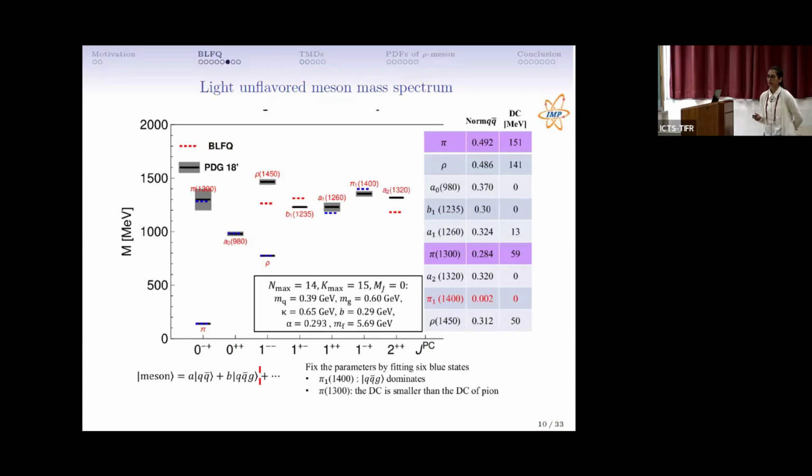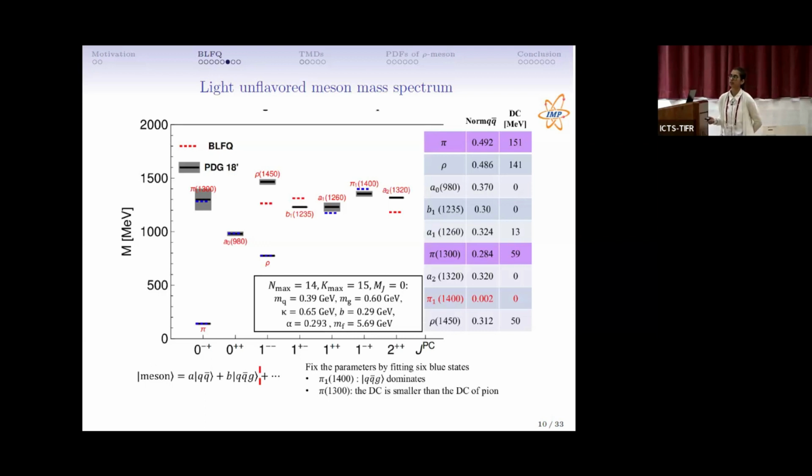To fit the parameters, we used the spectroscopy of the light unpolarized meson mass spectrum. These are our parameters to fit. These blue states are taken to fit the parameters. And remarkably, we could identify this hybrid particle that cannot be identified through the leading Fock sector. It needs a gluon to be identified. So this is purely coming from the QQ bar G.